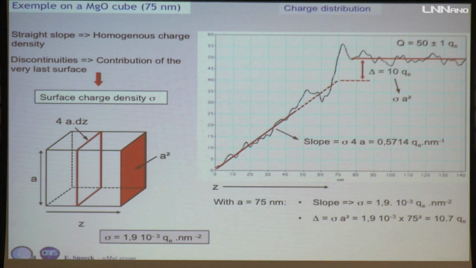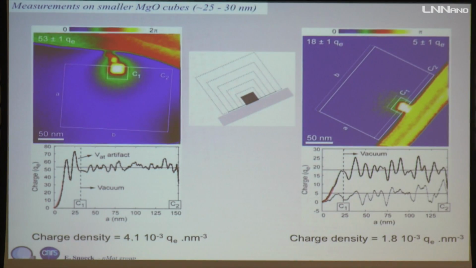So we did a similar thing on different cubes, and for instance, for the smallest one, we have been able to determine the appearance of about 5 charges in a given material. So this is the sensitivity of the method when measuring something, about 5 elementary charges.